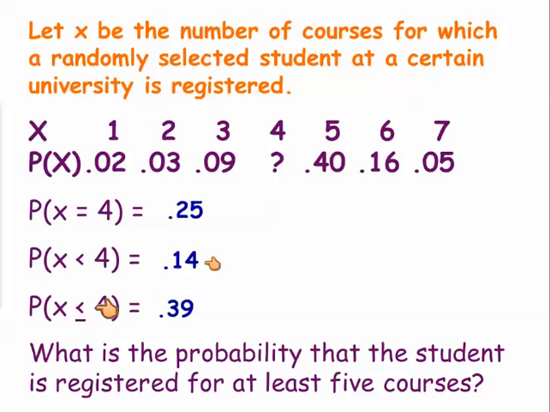Okay? What would the probability of being less than or equal to 4? Well, that's where I got to add this 0.25 onto that number, and I would get this 0.39. What's the probability that the student is registered for at least 5 courses? What does at least mean? At least means less than or equal to. So I'd be looking at less than or equal to 5.